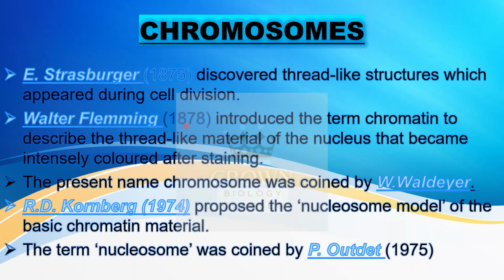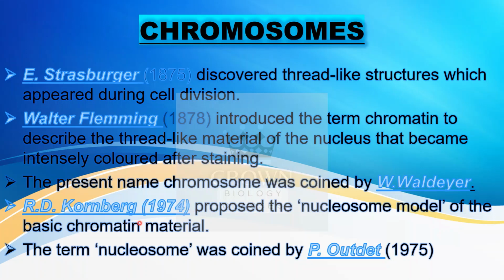Walter Fleming in 1878 introduced the term chromatin to describe the thread-like material of the nucleus. So for the very first time, Walter Fleming termed those thread-like material as chromatin, that became intensely colored after staining. As we know, this is the property of chromosomes or chromatin. The present name chromosome was coined by W. Waldeyer.